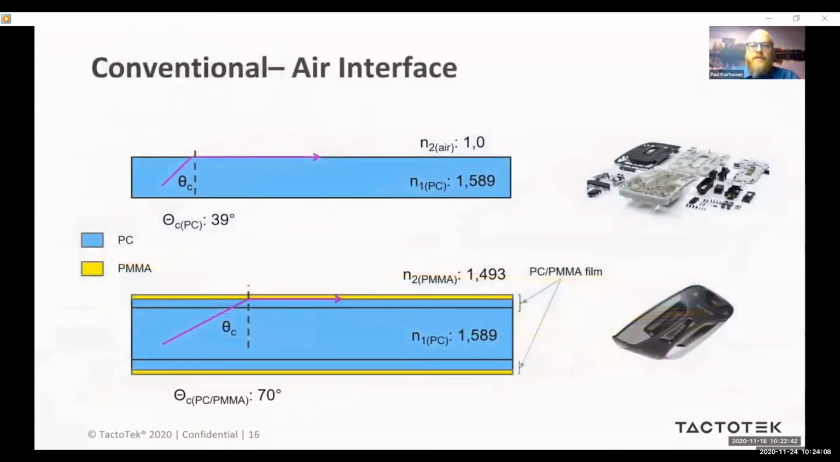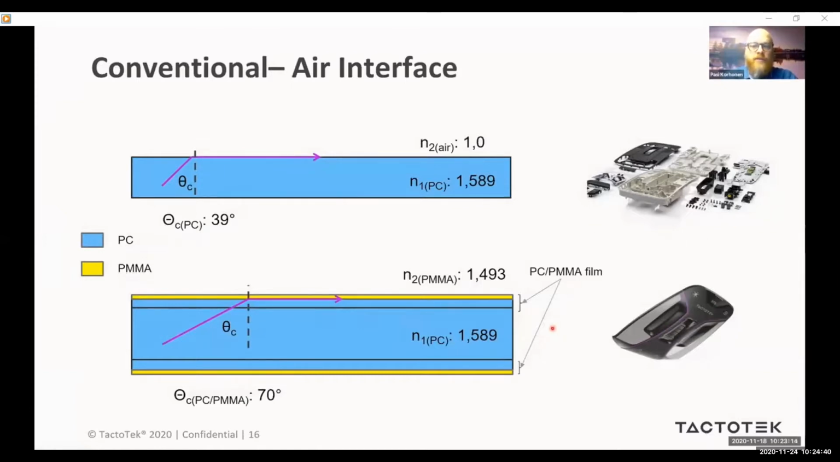Let's look at the light propagation theory in both technologies. In conventional method, the light guide is surrounded by air, which means that the index difference between polycarbonate and surrounding material is high. The critical angle where the total internal reflection happens is 39 degrees, so that we can keep most of the rays inside the light guide. The light propagation is efficient, but the drawback is the complicated assembly.